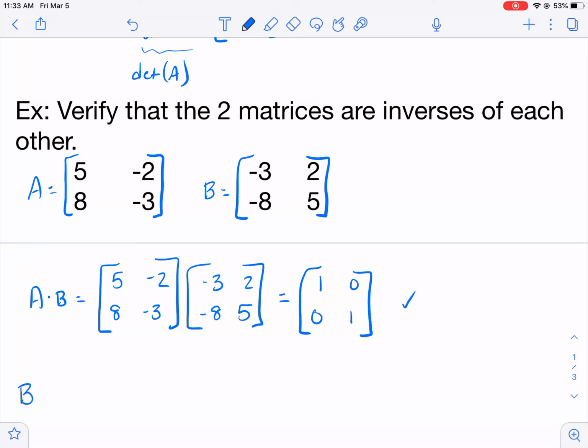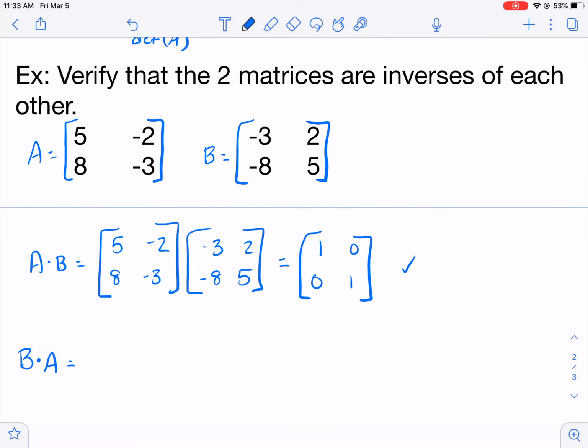We also have to prove that B times A is also the identity matrix. So we have to flip-flop these two matrices and do the exact same thing. It seems kind of crazy that we have to do both ways, but some matrices prove one way and not the other. So that's why we have to do both.